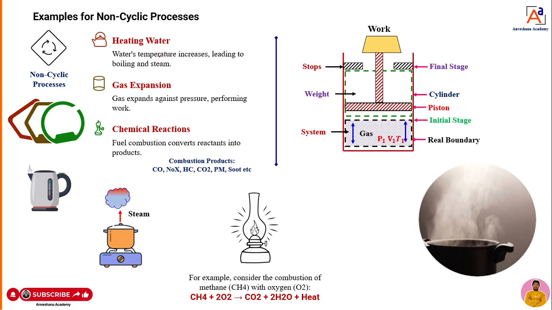Okay, so now these are some examples of a non-cyclic process. What are the examples that we can see here now? Heating water. When we heat the water, we can take it now. Initially it was water. Water temperature increases. When we add heat, then what happens? Water will boil and that water will be converted into steam. The properties of the initial condition, that was water, are changed, and the final properties of the steam are changed. That means the properties are changed. This is nothing but a non-cyclic process.